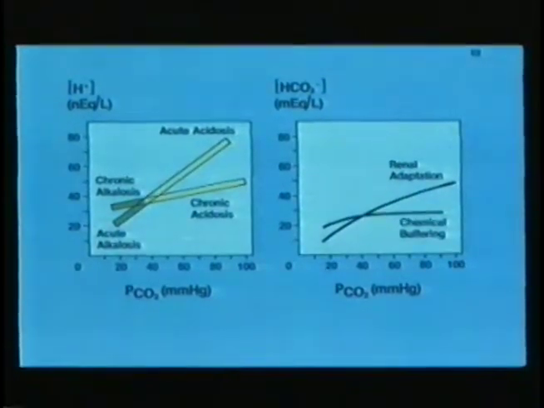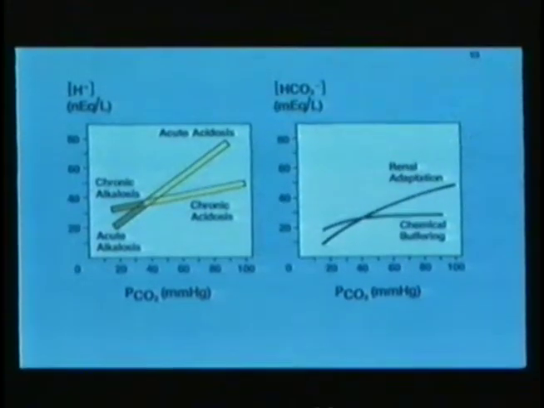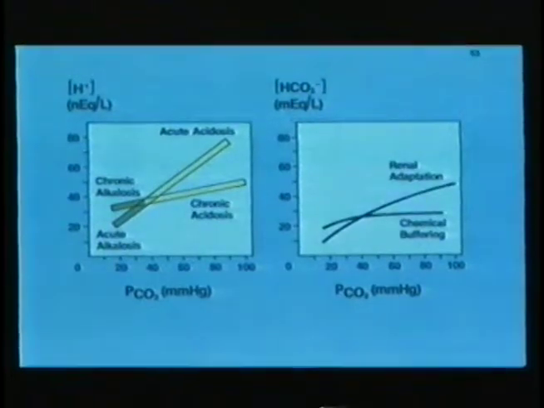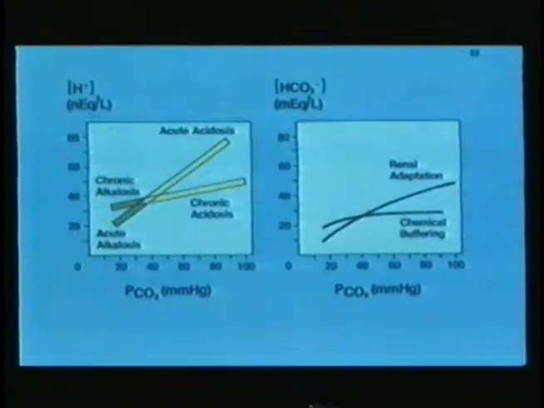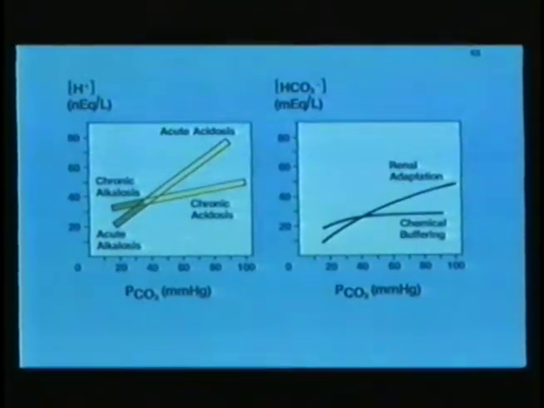53. Note that defense of hydrogen ion concentration is more effective in chronic respiratory disturbances than in the acute disturbances at any given PCO2. This chronic response is more effective because renal adaptation results in larger changes in plasma bicarbonate ion concentration than the changes due to chemical buffering. Renal compensation returns hydrogen ion concentration toward, but never completely to, normal levels.